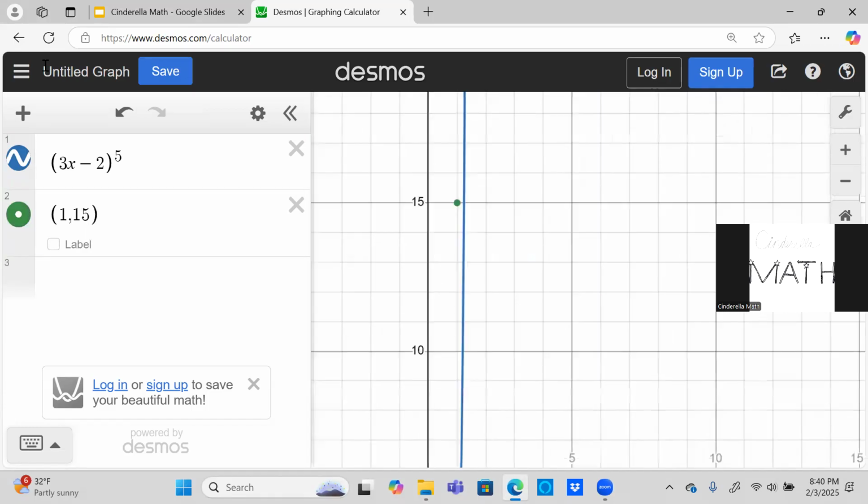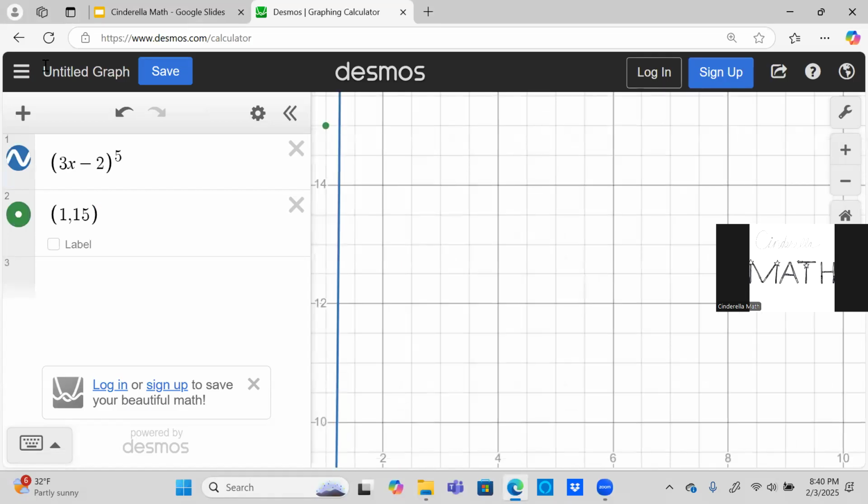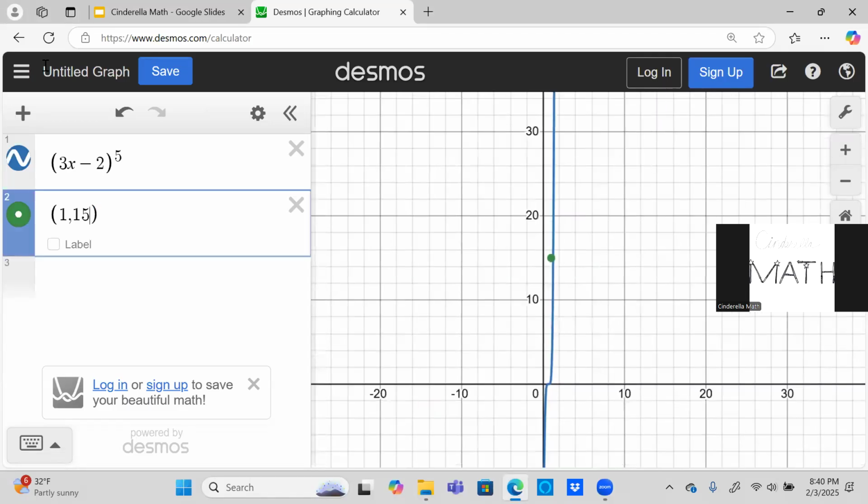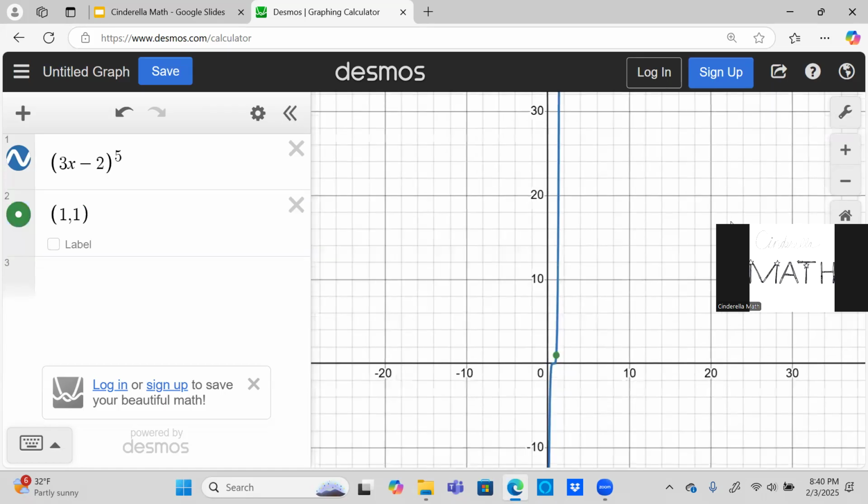Is that point not on the graph? Oh, no, no, no. We were looking at the point (1, 1). My bad. There we go. There he is. That's on the graph.